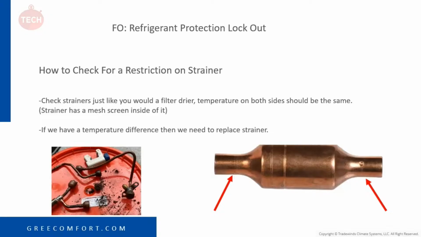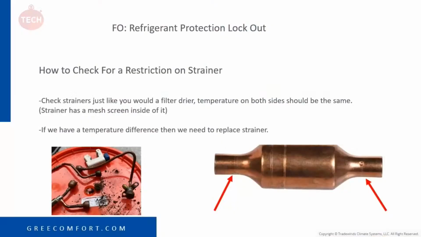So there is a strainer before and after each EEV. The picture on the bottom right shows you what the strainer looks like. When checking the strainer, you don't want to check with the unit running. Check the temperature across each side of the strainer where the arrows are; that temperature should be the same. If we have a difference in temperature from one side of that strainer to the other, that screen in there is restricted. So we have something in there.